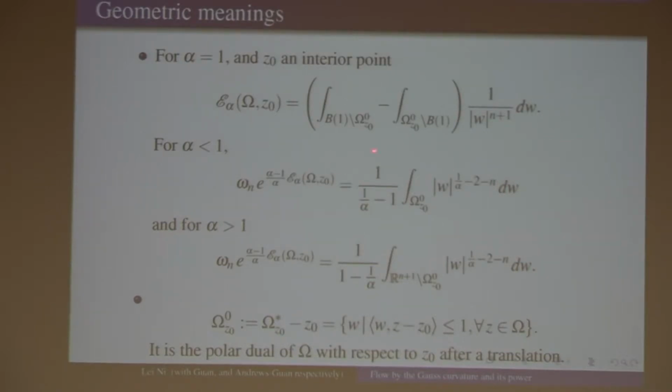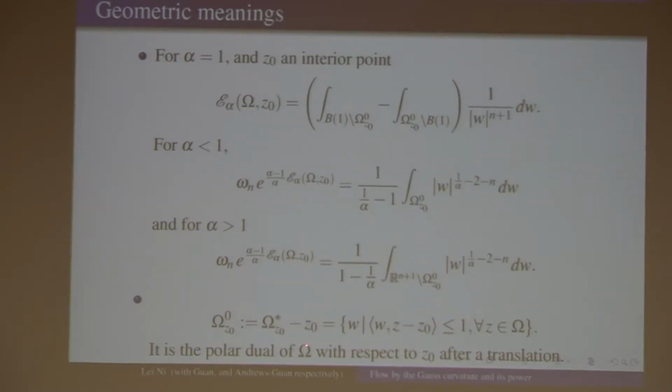The basic properties have some geometric meanings. For alpha equals 1, it's easier to understand. There's a geometric construction in convex geometry called the polar dual. Given a convex body, you can construct a dual of it. So that's the construction.